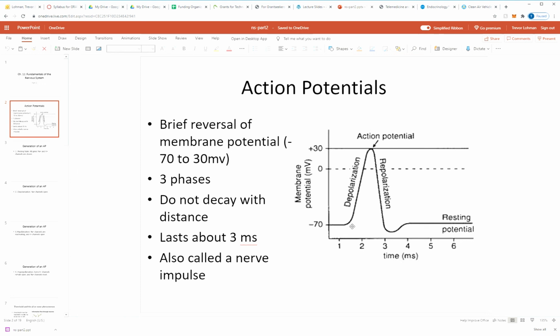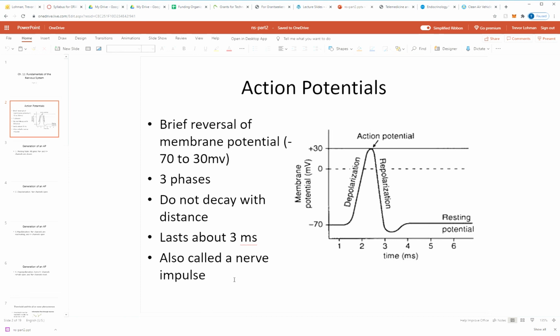So it starts right about here. I hope you can see my cursor. It starts right about here before the depolarization spike, and it ends after hyperpolarization. So we're at like from 1.5 to 4, which is about 3 milliseconds. You can also call this a nerve impulse.